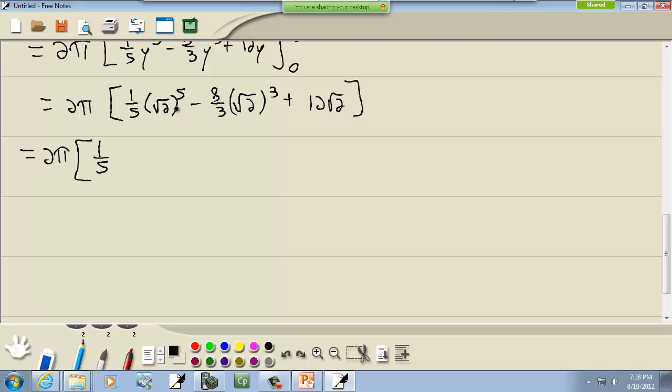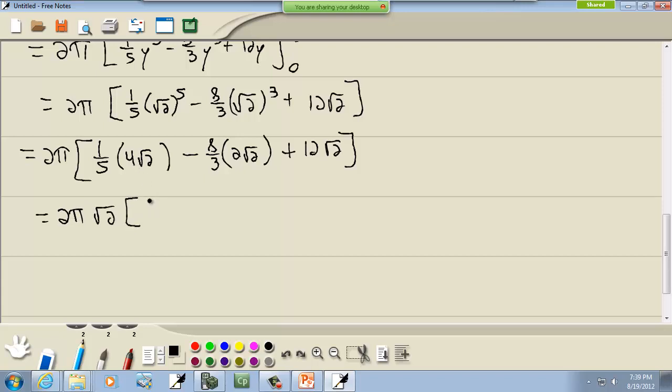Well, square root of 2 to the 5th power gives us 4 square root of 2. Square root of 2 times square root of 2 is 2, so that counts for 4 of those. I get that. Minus, and this is 8 thirds times 2 square root of 2, when you take the 3rd power, plus 12 square root of 2. It's probably easiest to just go ahead and factor out a square root of 2 and not worry about it. So we got 2 pi square root of 2, and that gives us 4/5 minus 16 thirds plus 12.